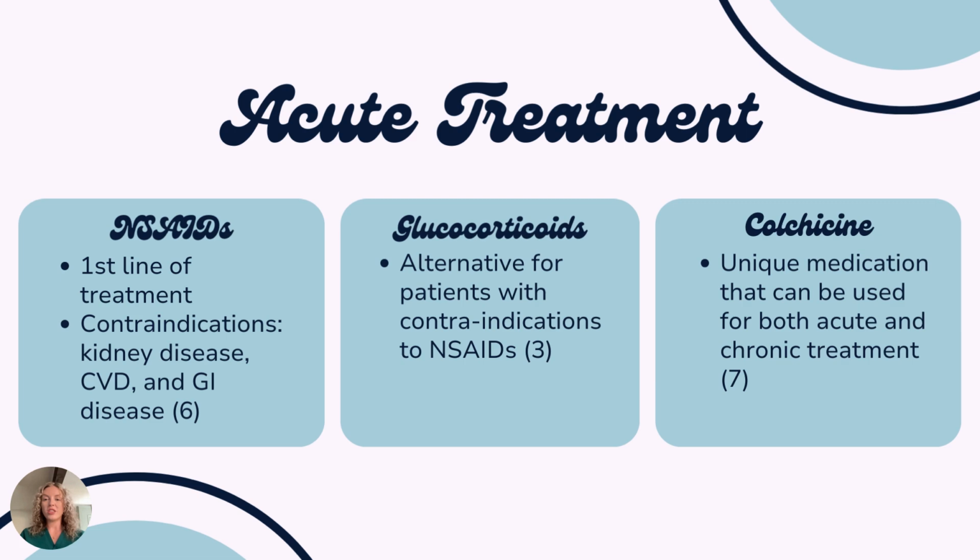NSAIDs should be avoided in patients with kidney disease, cardiovascular disease, and active GI disease. Steroids are an appropriate acute treatment alternative in patients with contraindications to NSAIDs, particularly those with chronic kidney disease. However, it is important to remember that steroids should be avoided in patients with diabetes as it may cause a disruption in their glycemic control. Finally, colchicine is a unique medication because it is indicated for both acute and chronic gout treatment. This medication is most effective if administered within 36 hours of the attack onset, and it is important to warn your patients that diarrhea is a common side effect of this medication, but it should improve with time.